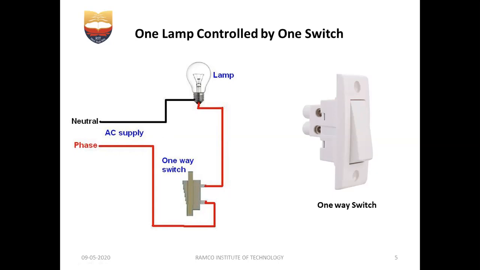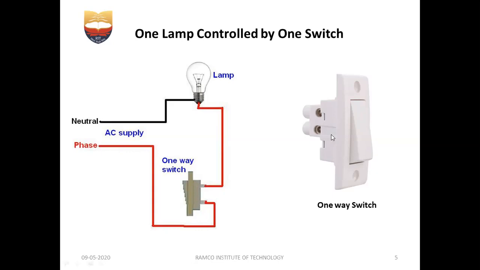Black color wire is meant for neutral. Red color wire is meant for phase. Then normally the earth terminal, its color is green, right? So see the phase terminal, which is connected to the lamp through one switch, that is called a one-way switch.